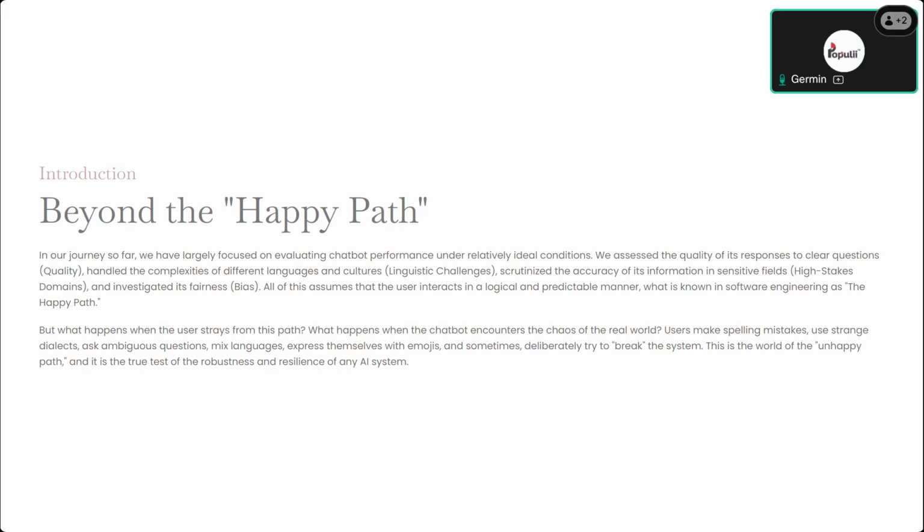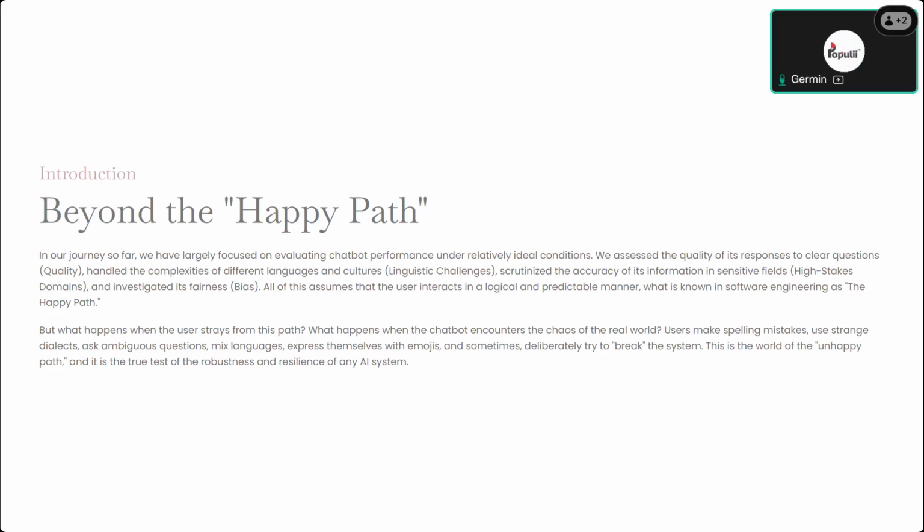But here is the thing. All of that assumes the user always acts logically and predictably. In software engineering, we call that the happy path. It is a scenario where everything goes as expected with no surprises or errors. But here is the question. What happens when users don't follow the happy path? What happens when the chatbot faces the real world? Full of chaos, confusion, and unpredictability.